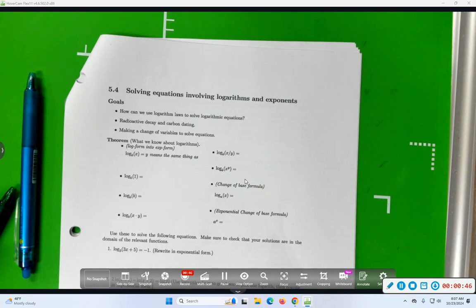Any log of 1 is? Yeah, but say it louder. I think you're about the right thing. 0, yeah. Log base b of b? 1. If you multiply two things inside of a log, then what is that? Addition outside of the log.